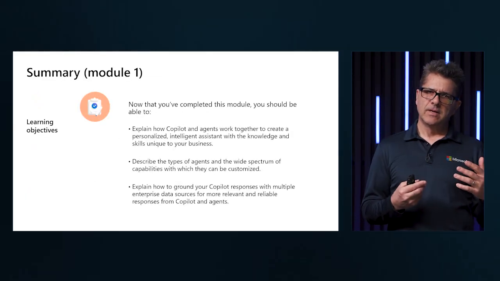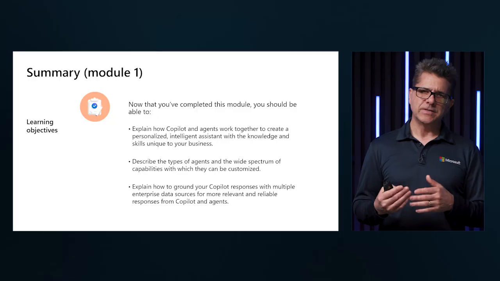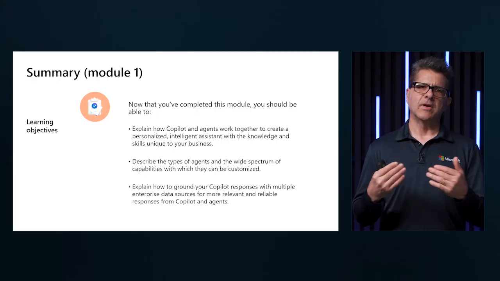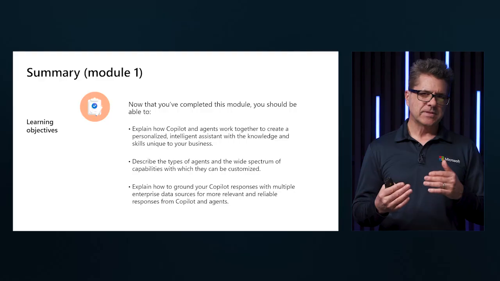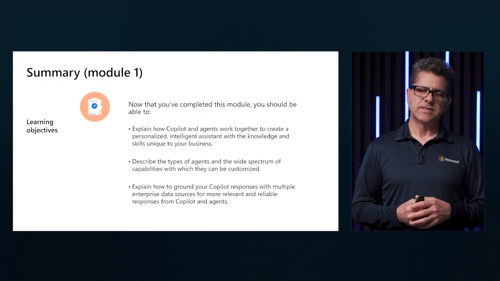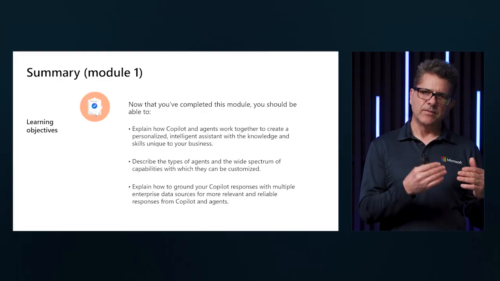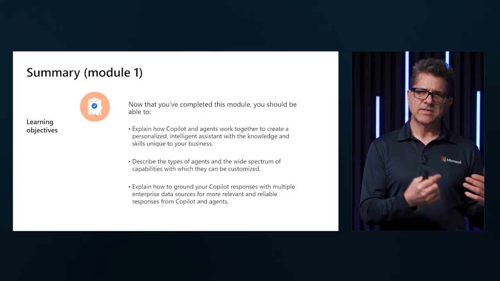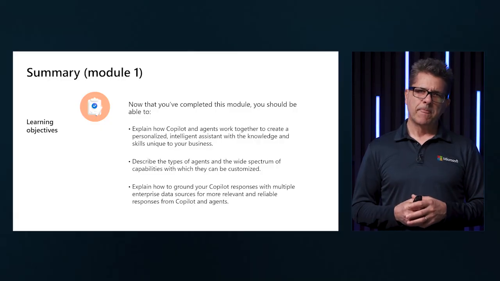So in this module, we learned how Copilot and agents collaborate to create personalized assistants, the types and the capabilities of the agents, and how the responses coming from these agents are going to be based on multiple enterprise data sources. We'll now take a 10-minute break, and when we return, we are going to continue on our module. We're going to learn how to choose the Microsoft 365 extensibility and development path.